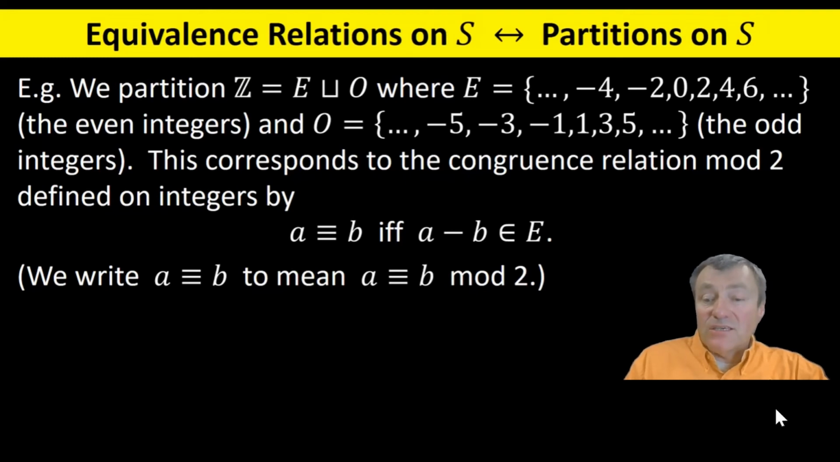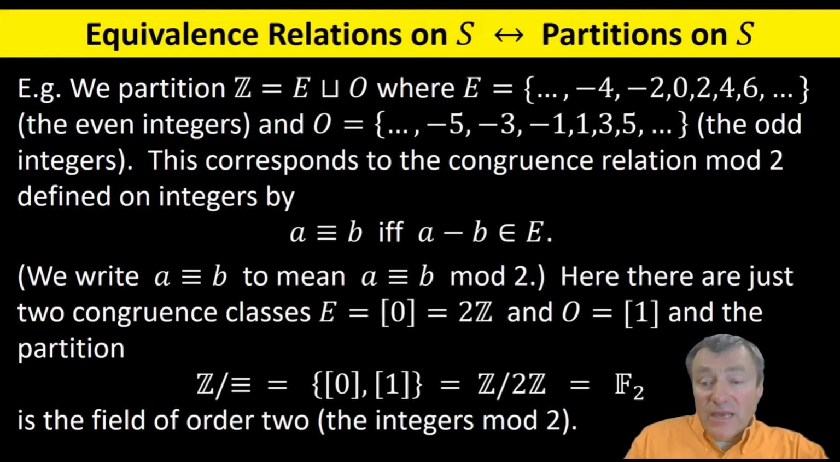By the way, we could discuss congruences for any modulus. Here I'm just taking mod 2 as an example. And since 2 is a fixed modulus, I won't keep saying mod 2. Congruence just means congruent mod 2. The two congruence classes of integers mod 2 are the evens and the odds. The congruence class of 0 is E, and the congruence class of 1 is O. These are the only two congruence classes.